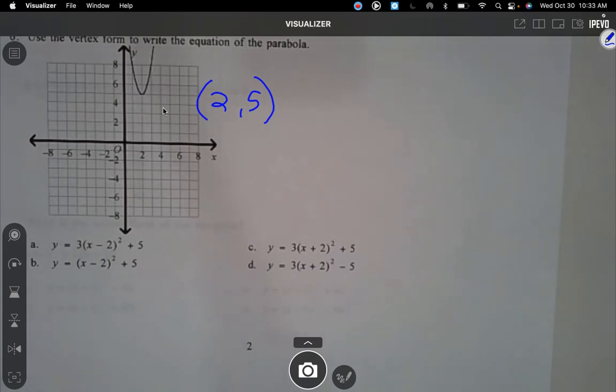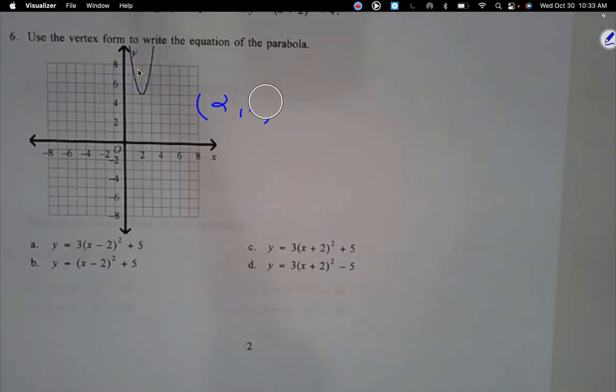How do you know if it should be a 3 or a 1 out front? So it goes up 1 over 1. Did it go up 1 over 1? It went up how many? 3 and over 1. So that's how you know it's going to be a 3.